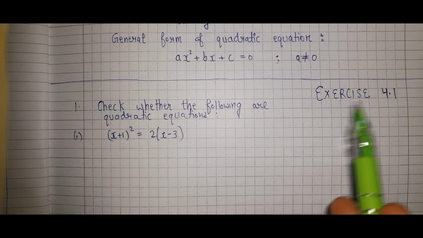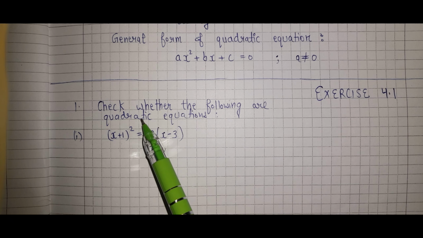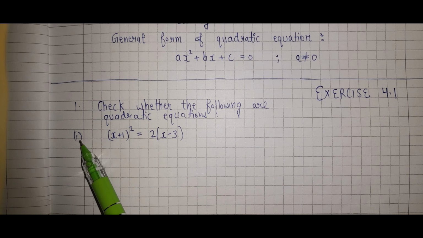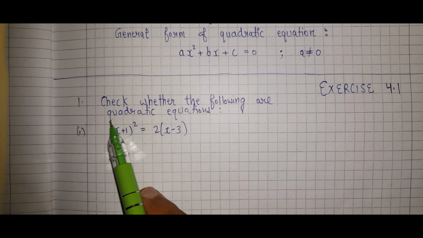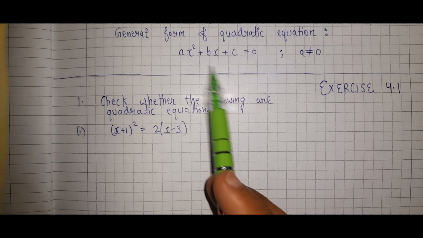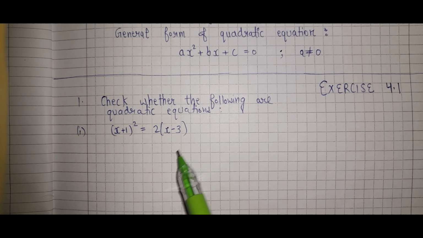Exercise 4.1. First question, check whether the following are quadratic equations. First part is x plus 1 whole square equals to 2 into x minus 3. If after solving this equation, we will get an equation with degree 2, then the equation is quadratic.